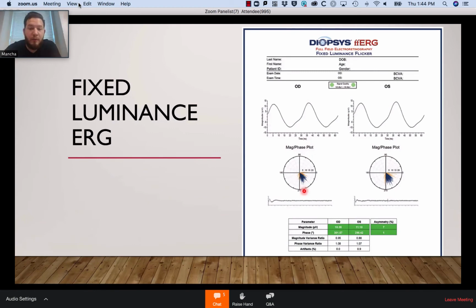Also, what you want to look out for is the phase, which is these degrees. The phase is just one of the timing sequences that the algorithm for this testing sequence uses to get you a good idea of where it should be. Typically for a normal individual, it's going to be above this 270 range.